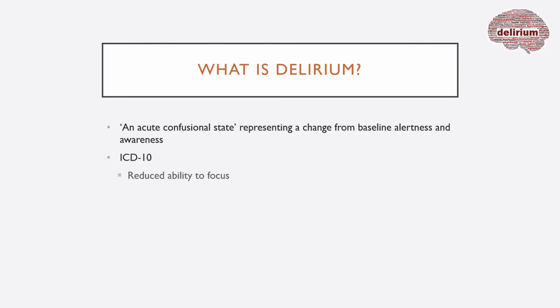So these include a reduced ability to focus. If you speak to someone who is confused or has delirium, they have a hard time keeping track of the conversation and they're very easily distracted. There's an element of disorientation, so they may not be able to tell you what time of day it is, where they are, or who you are. And there's an impairment of their immediate memory recall. If you speak to them in the morning and then go to them again in the afternoon, they may not be able to remember what you spoke about earlier on in the day.